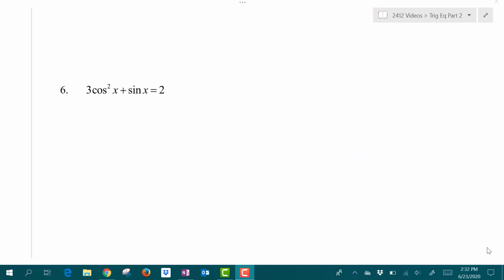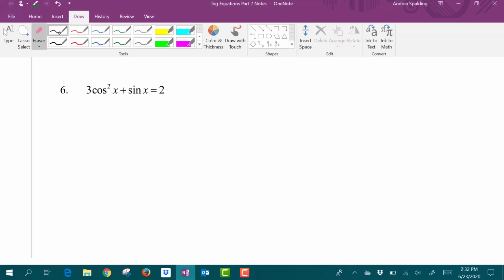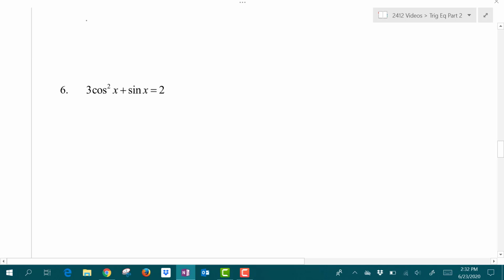Alright, here's another example of using the quadratic formula to solve an equation. We are going to first look at the algebra here. We have two different trig functions. I have cosine x and I have sine x. And in algebra, they would both be represented by a different variable. So let's do z and w. So that would be like 3z squared in algebra plus w equals 2.